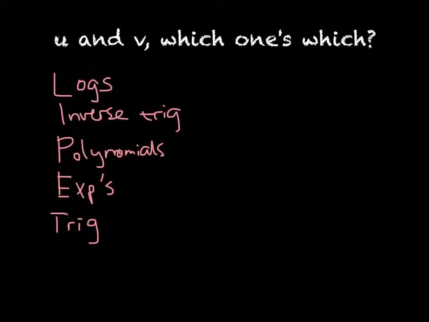This acronym is used to help us decide u. In other words, when you're trying to choose which one is u, first you're going to look and see if there's a logarithmic function. If there is, then you'll set that to u. If there's not, then you'll look for inverse trig, and so on. You'll just go down the list until you find one that fits.